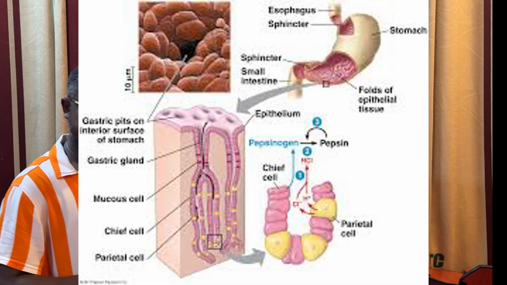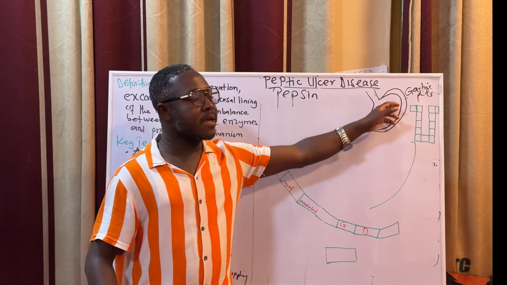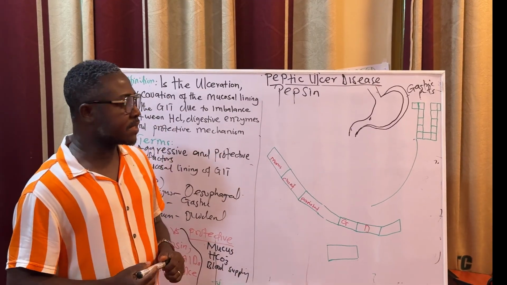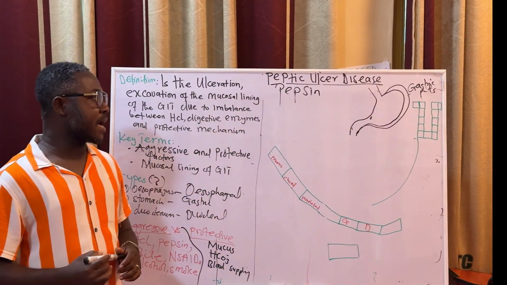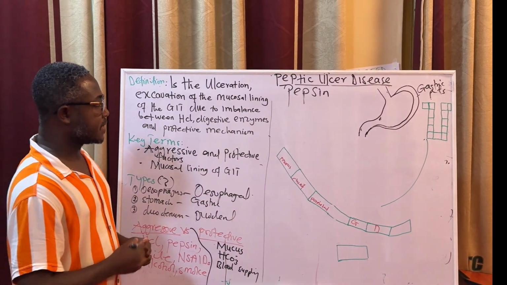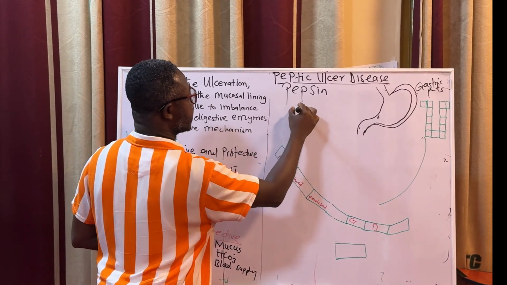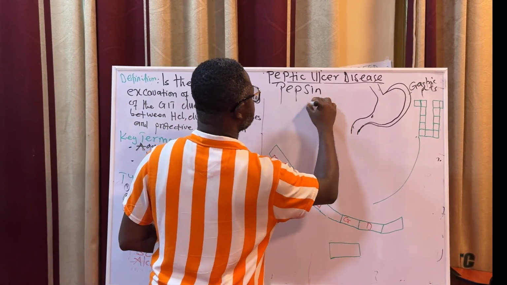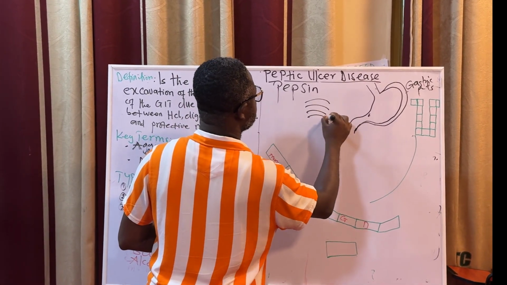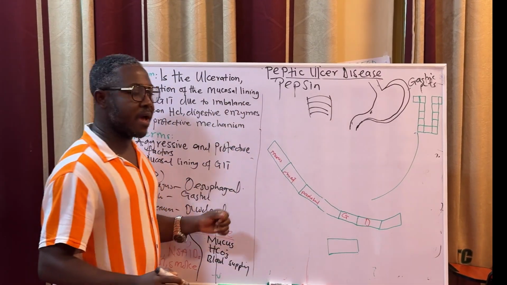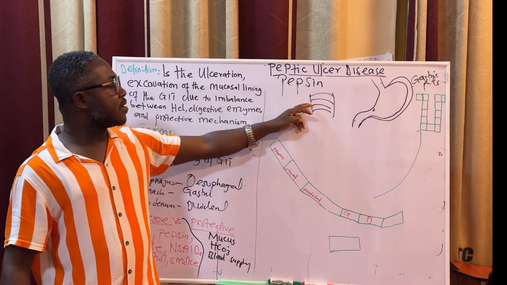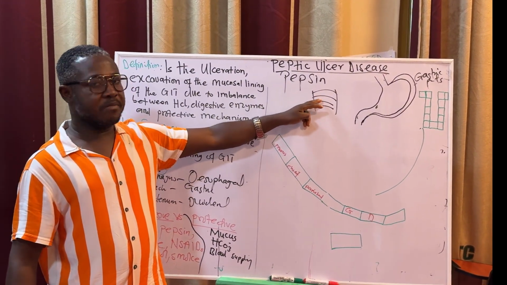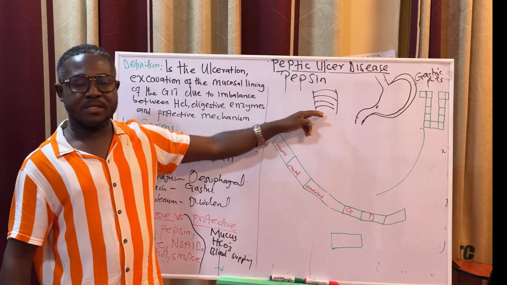So we have certain cells which are found within the mucosa. Now you all know that the stomach has 4 layers. So let me put something here. We have the mucosa lining, we have the submucosa, we have the muscularis, and then we have the serosa.